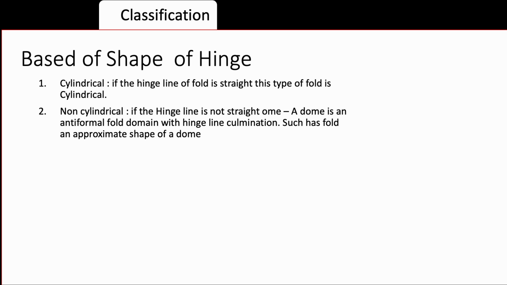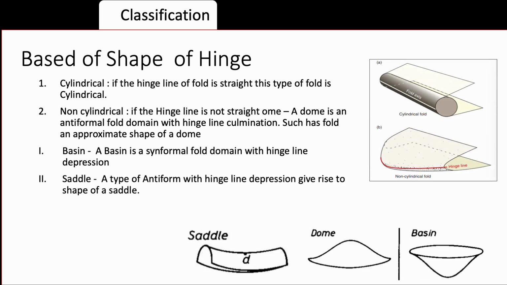Then we have more complex forms. A dome is a rounded antiform where the hinge line culminates upward. Rocks dip away from the center at the high point. Another type we have is the basin. This is the opposite of the dome. Rocks dip inward to a center low point, forming a synformal structure. Then we have the saddle, an antiform where the hinge line curves downward, giving a saddle-like appearance.